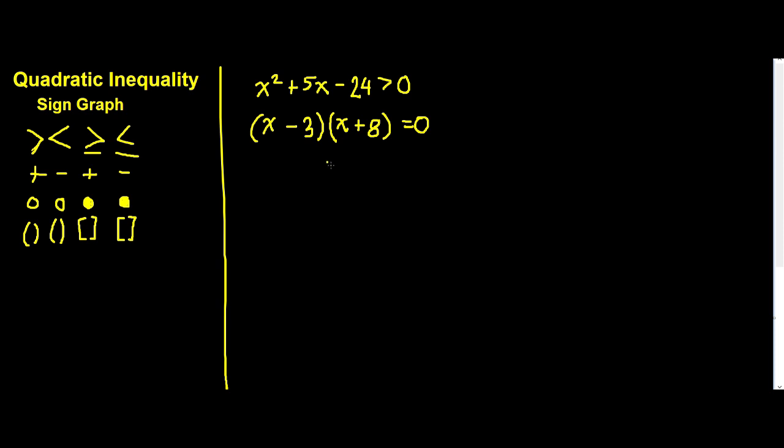Now, get the value of x. In our sign graph, the two values of x are called the critical points. So, equate it to 0: x minus 3 is equal to 0, and x plus 8 is equal to 0. Get the values of x. Those are what we call the critical points. So, x transposing negative 3 becomes 3, and 8, from positive 8, transposed to the other side becomes negative 8.